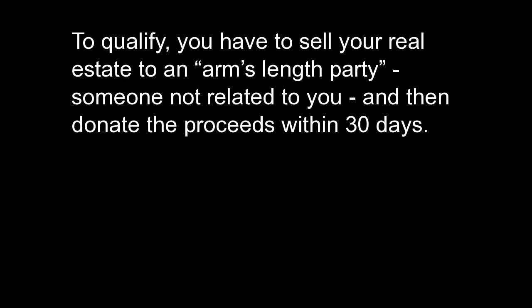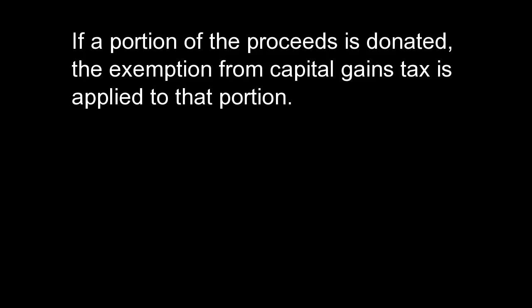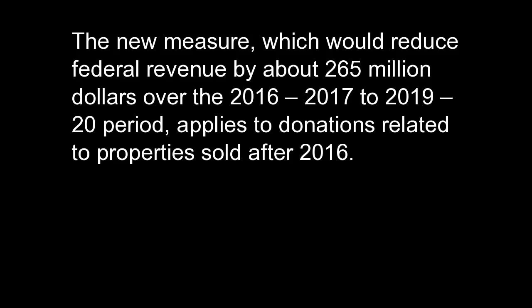Principal residences are already exempt from the tax. To qualify, you have to sell your real estate to an arm's-length party, someone not related to you, and then donate the proceeds within 30 days. If a portion of the proceeds is donated, the exemption from capital gains tax is applied to that portion. The new measure, which would reduce federal revenue by about $265 million over the 2016-2017 to 2019-20 period, applies to donations related to properties sold after 2016.